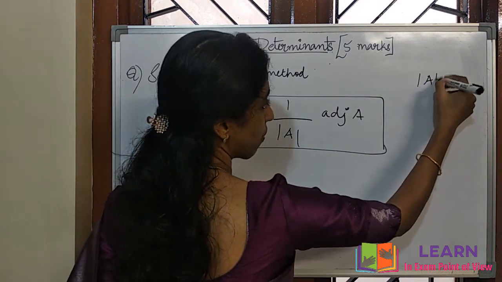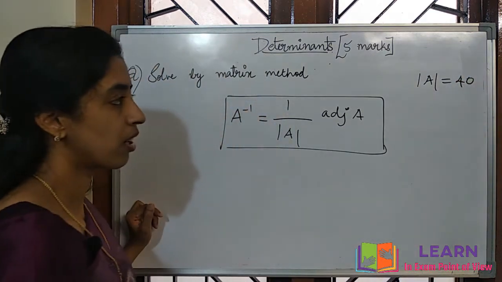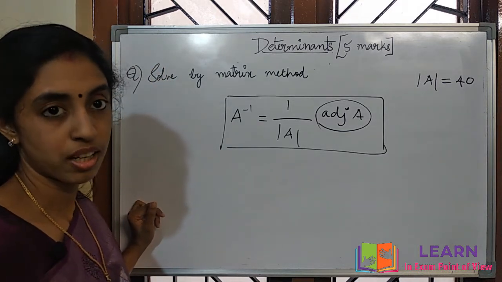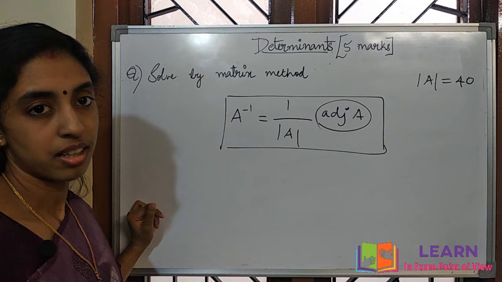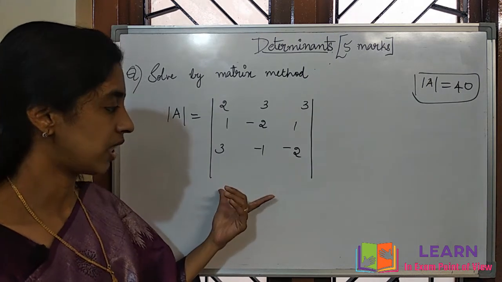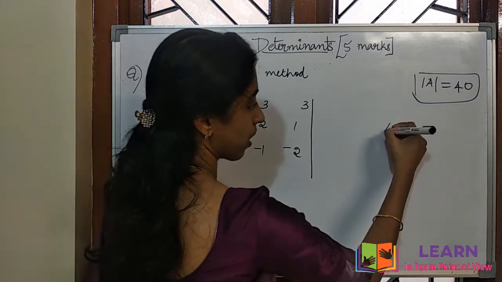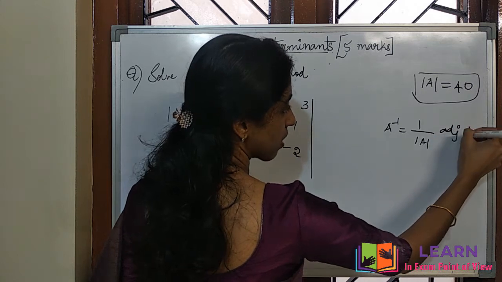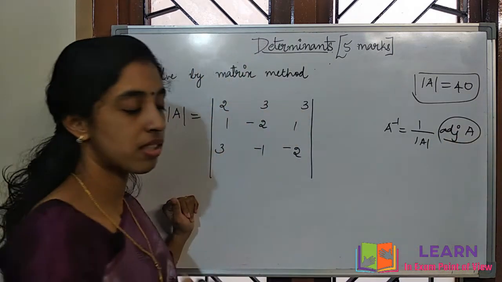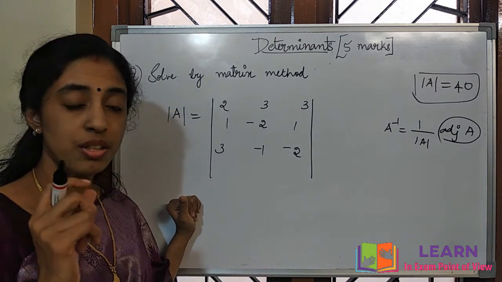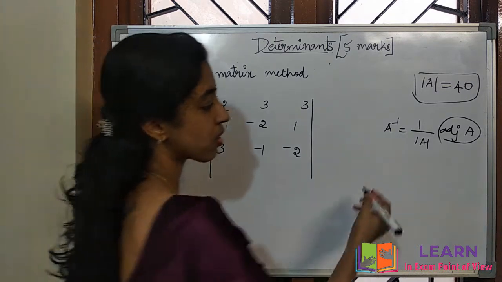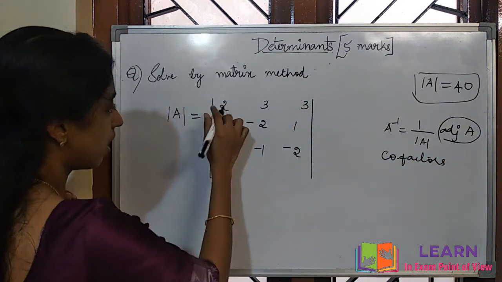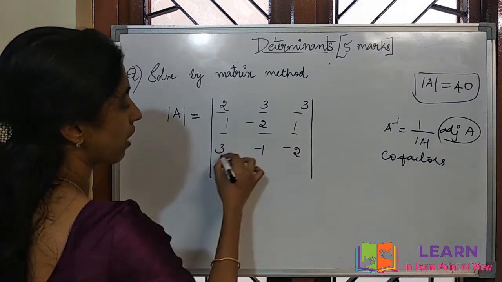Determinant A we have already found, that is 40. Next we need to find the adjoint of A, and I will tell how to find it. For A inverse we have the formula 1 by determinant A into adjoint A. The adjoint of A is just the transpose of the cofactors. So first we should find the cofactors. What are cofactors? I am going to find the cofactor for each element.